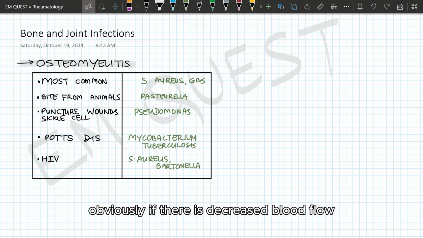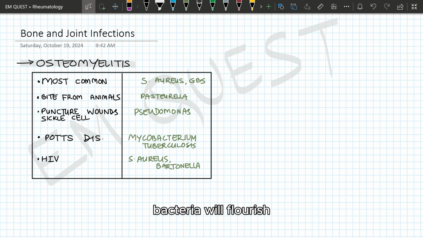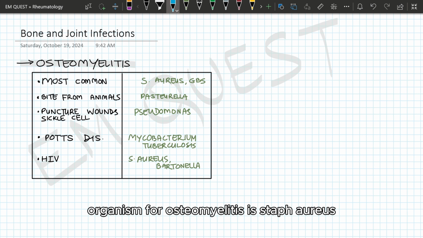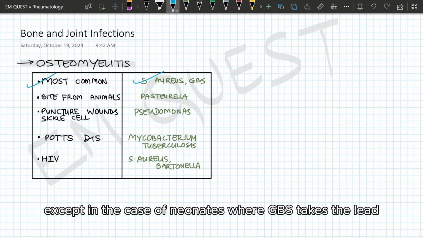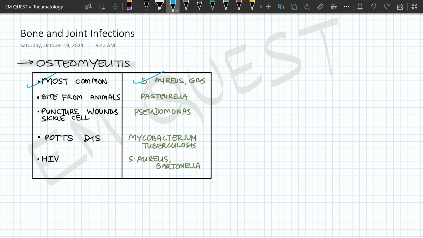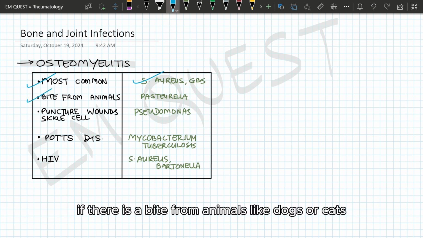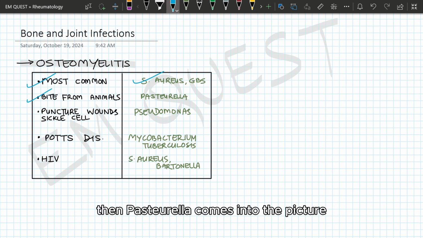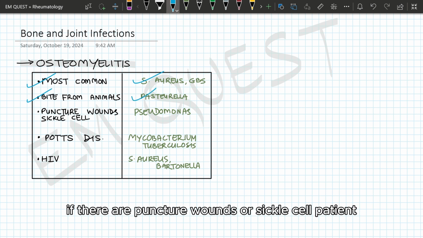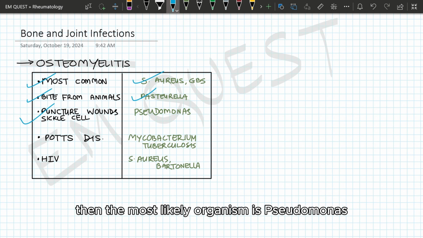Obviously, if there is decreased blood flow, bacteria will flourish, so it becomes difficult to eradicate even with the toughest antibiotics. We know that the most common organism for osteomyelitis is Staph aureus, except in the case of neonates where GBS takes the lead. If there is a bite from animals like dogs or cats, then Pasteurella comes into the picture. If there are puncture wounds or sickle cell patient, then the most likely organism is Pseudomonas.